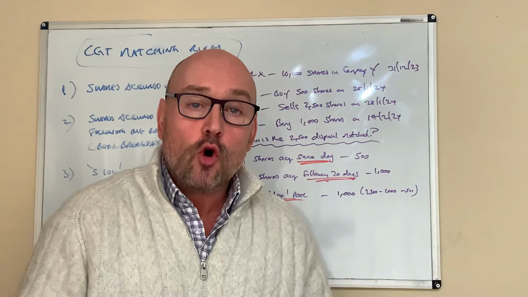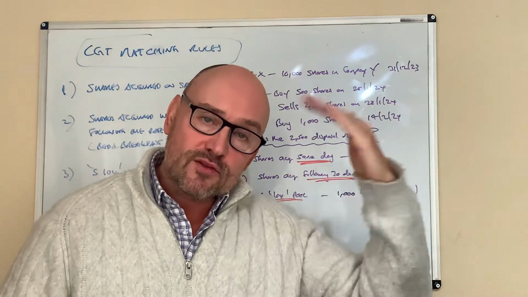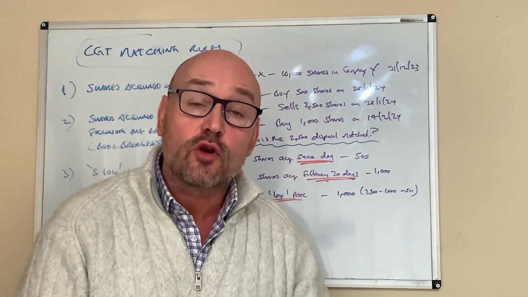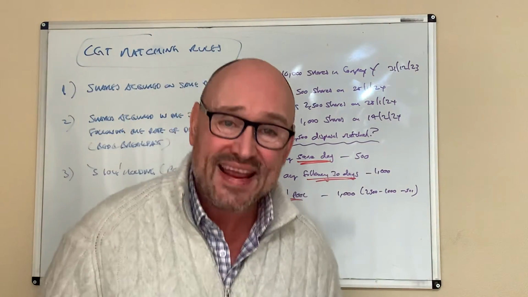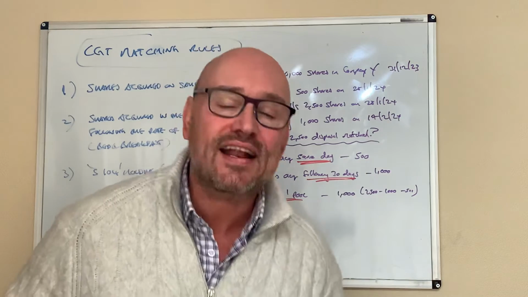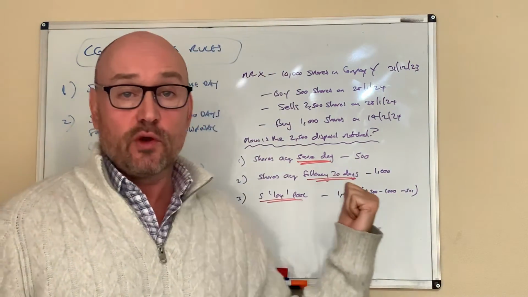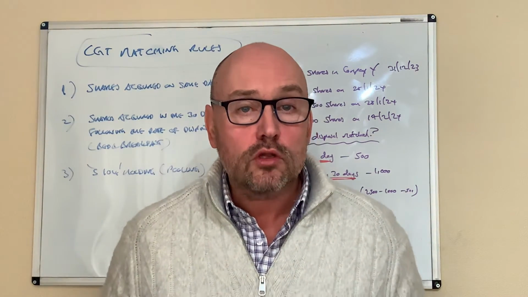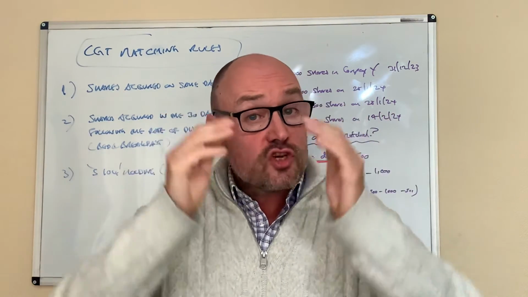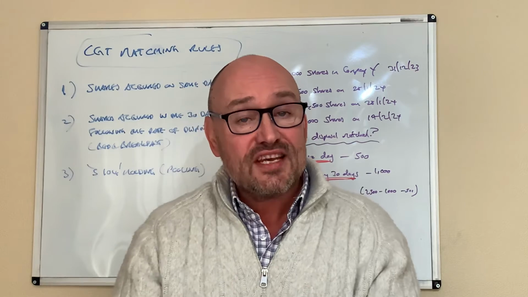So you've got all the info from when you're creating your spreadsheet like I told you to do, to then just plug those numbers into the calculation. But in terms of the pecking order, what gets matched against what first, that is how you do it. 1, 2, 3. Same day, next 30 days, and your pool. So, just an overview there for CGT.